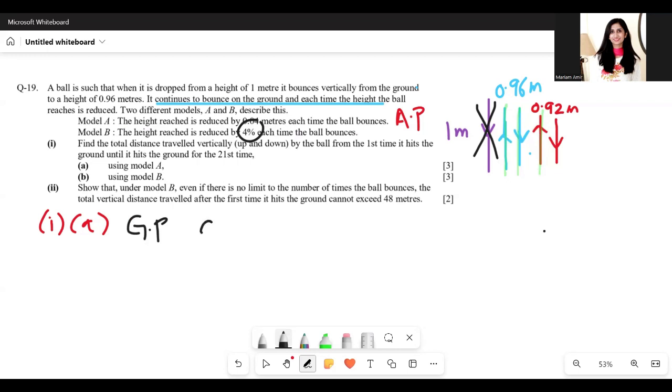So A is still 0.96 and N is still 20. Now we need R. And I've taught you the shortcut of finding R in such questions. It's a 4% reduction. 4% reduction means 96% of something. So that's going to be 0.96. Either you remember this fact and find R like that, or the other method is that you know what is the first term, it's 0.96.